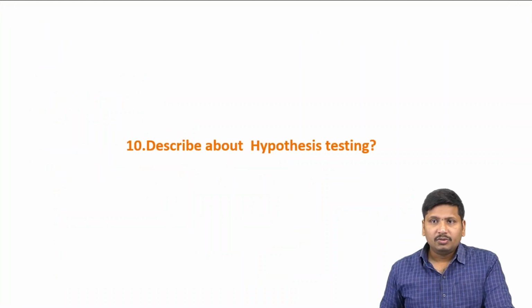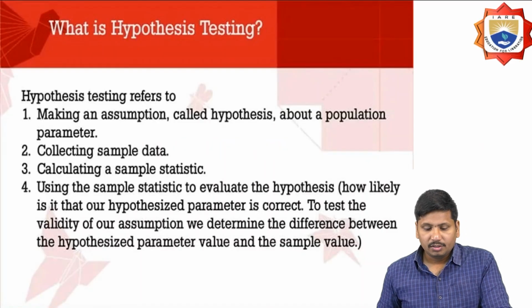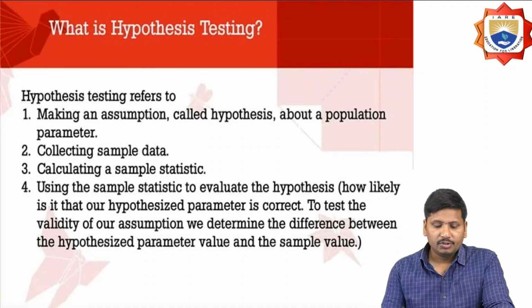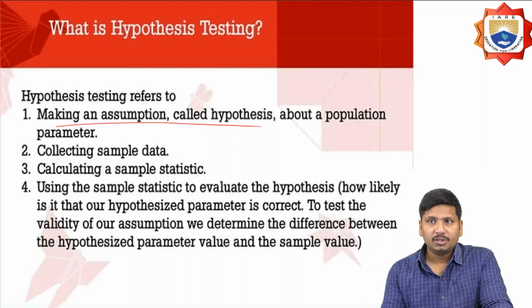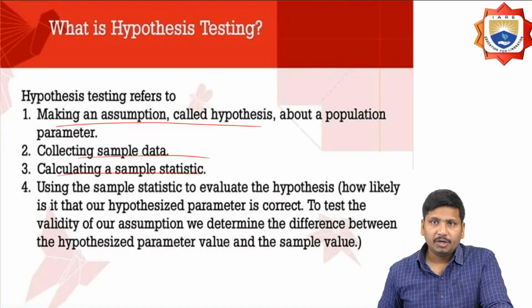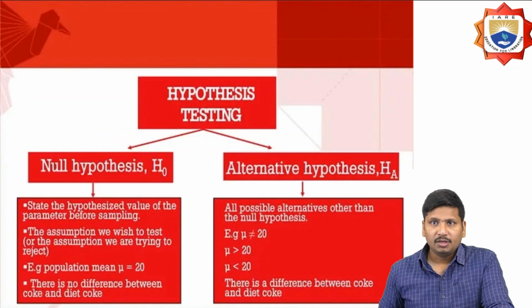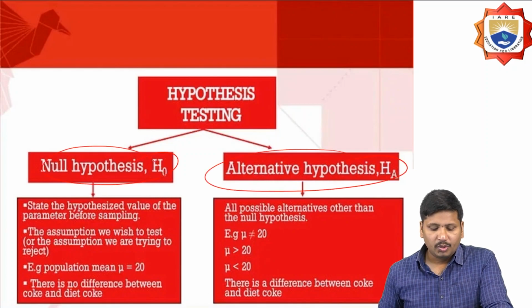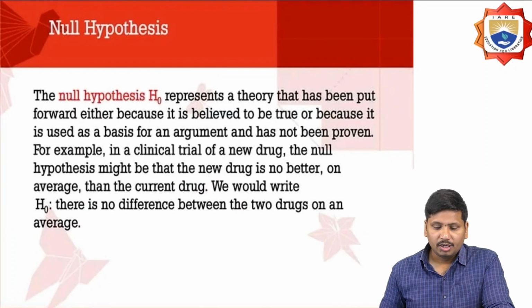And next one is, describe hypothesis testing. So what is hypothesis testing? Hypothesis testing refers to making an assumption, called a hypothesis, about the population parameter, collecting the sampling data, and then calculating sampling characteristics and all. So this and all will be treated as hypothesis testing. And different types of hypothesis we are going to have. First one is the null hypothesis and second one is the alternative hypothesis. A null hypothesis is going to be presented through H0 and H1.